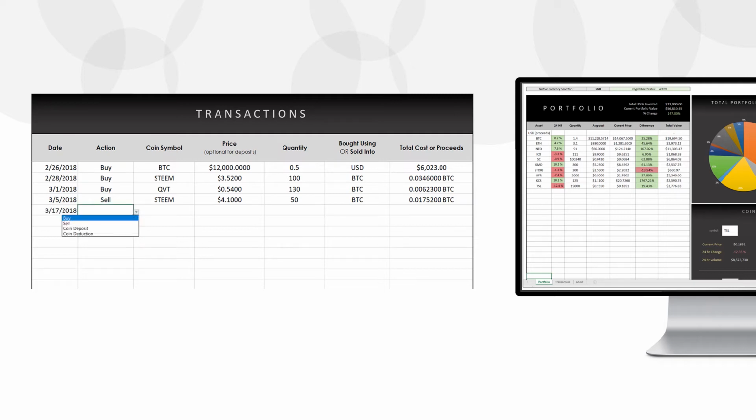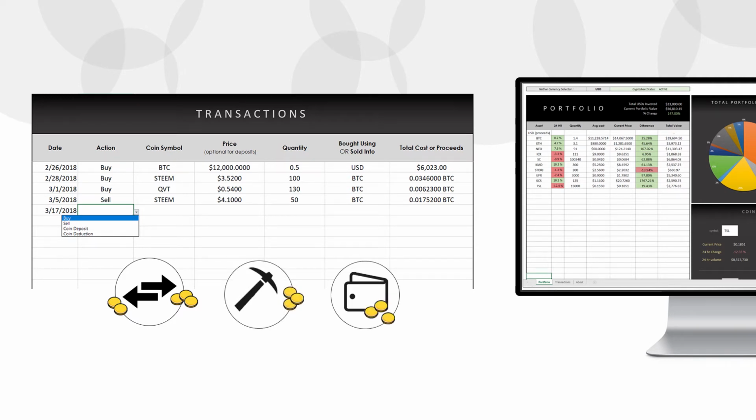Besides just buys and sells, you can input coin deductions and coin deposits onto the transaction sheet also. You can use these transaction types anytime coins are deposited into or deducted from your portfolio for any reason. Coins earned from mining rewards or interest earned from staking coins in a wallet are two instances when you would use the deposit action here on the transaction sheet.